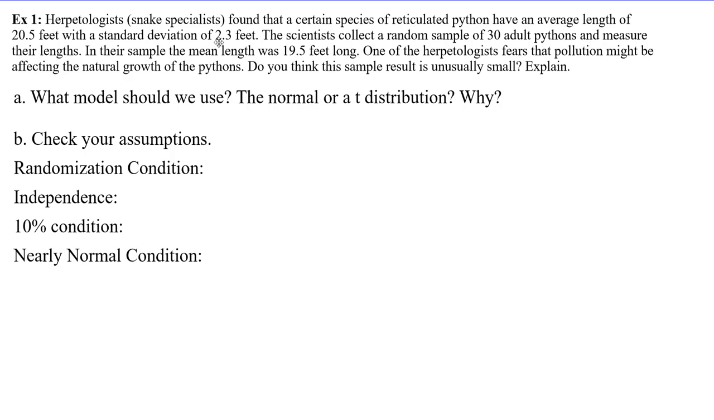So scientists collect a random sample of 30 adult pythons to measure their lengths. So now we have sample statistics here. They don't give us a standard deviation for the sample because we don't need it, but we do have the actual mean from that one. So the sample mean was 19.5 feet long, which is a foot less than the average that we would expect. So one of the herpetologists fears that pollution might be affecting the natural growth, stunting their growth, because it was a foot less than what we expected.